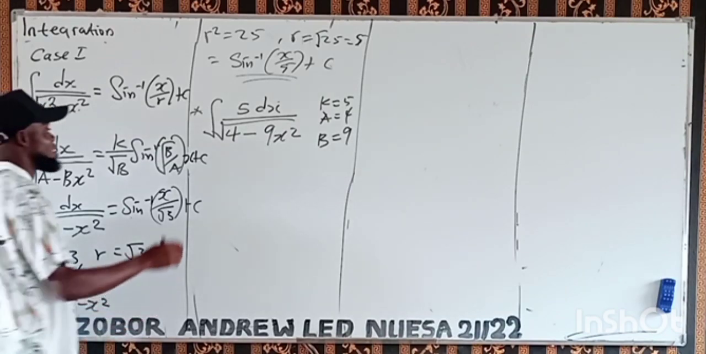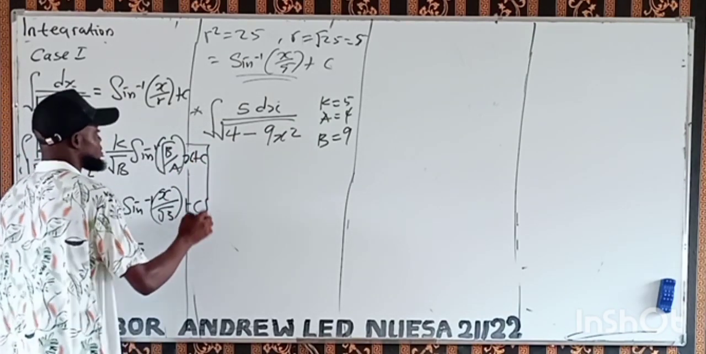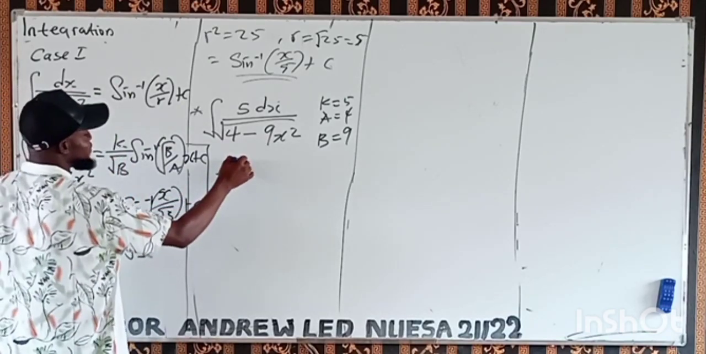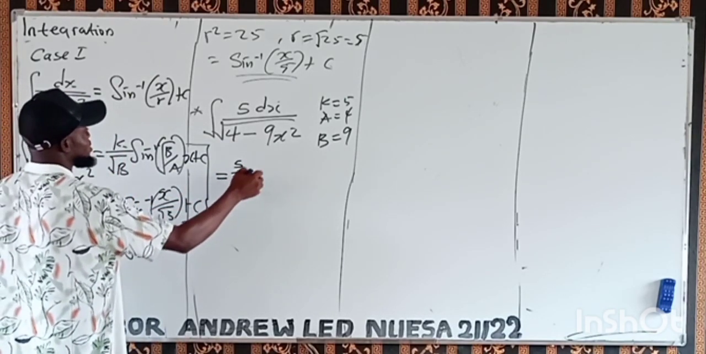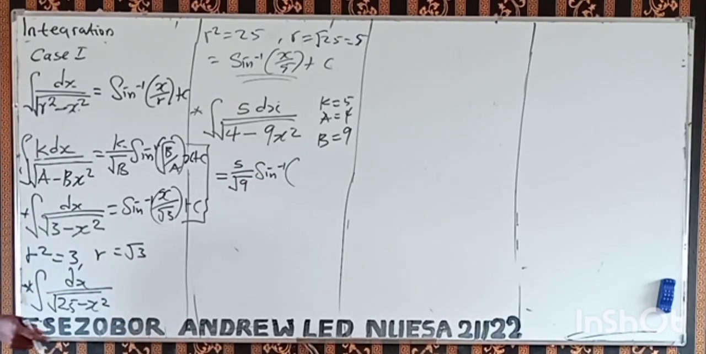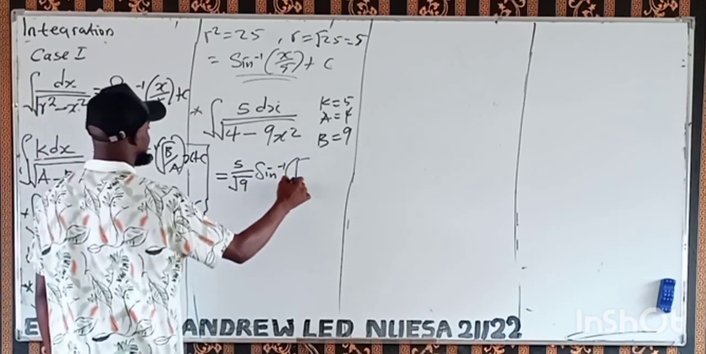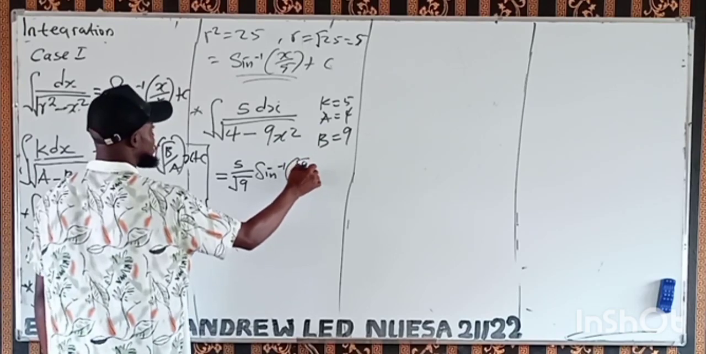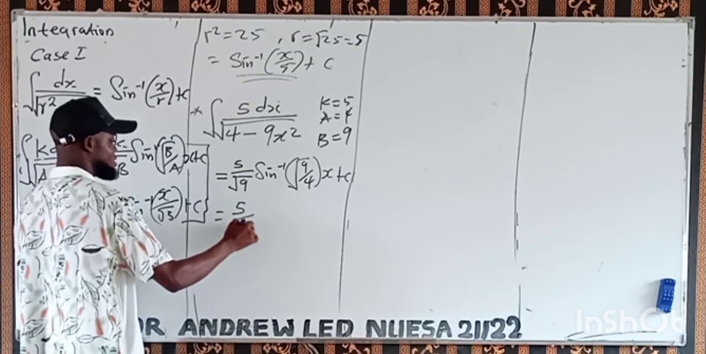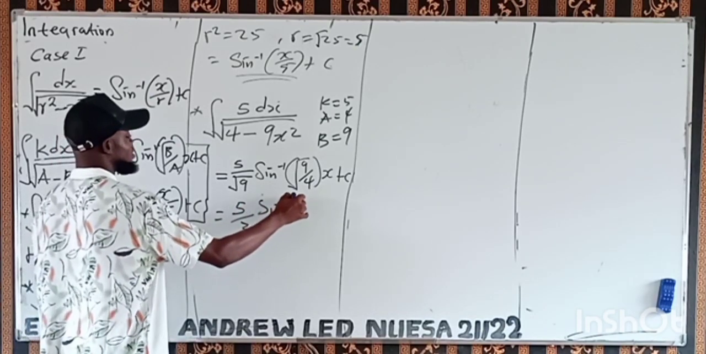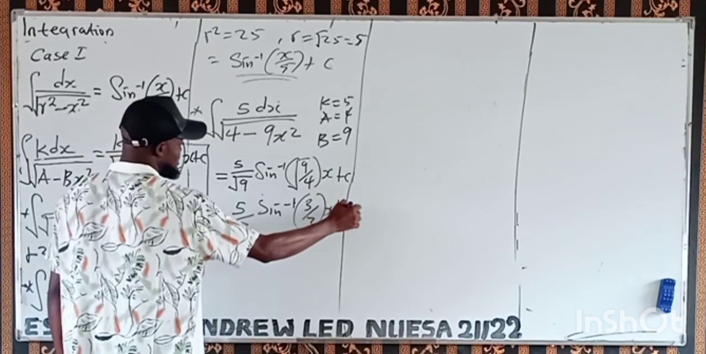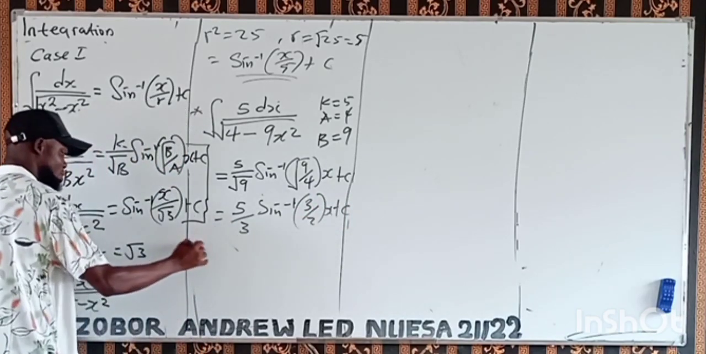So we now have something like this: k over root b, k is 5 over root 9, then sine inverse of root b over a, root 9 over 4, s plus c. That gives us 5 over 3 sine inverse of 3 over 2 s plus c. So you try this one.